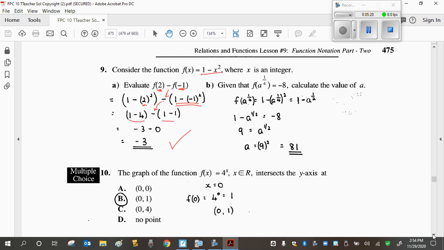Good job. And again, if you want to just calculate f of 2, you get -3, and then calculate f of -1, and you get 0, and then just subtract them. If that's a little less confusing than this for you, that's okay. You certainly can do that, and I'll give you full marks.